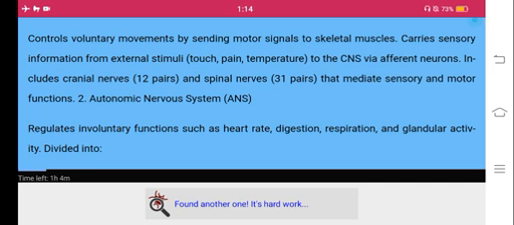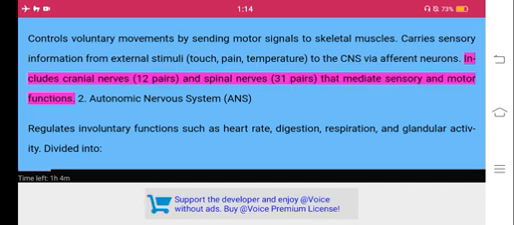It is divided into two main components. 1. Somatic nervous system, SNS. Controls voluntary movements by sending motor signals to skeletal muscles. Carries sensory information from external stimuli, touch, pain, temperature, to the CNS via afferent neurons. Includes cranial nerves, 12 pairs, and spinal nerves, 31 pairs, that mediate sensory and motor functions.